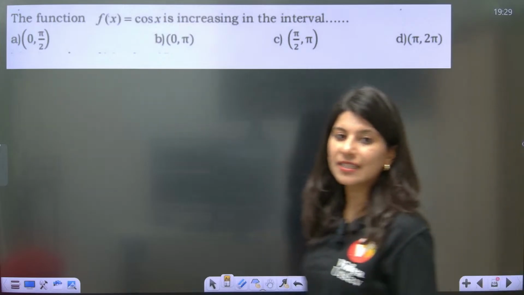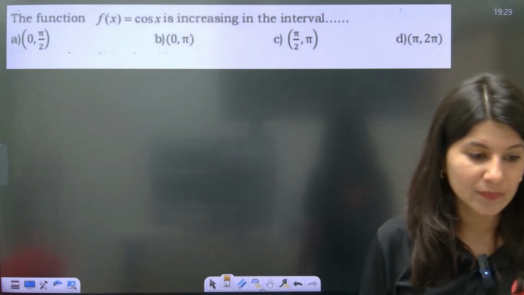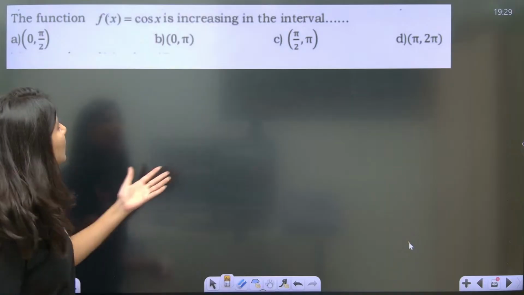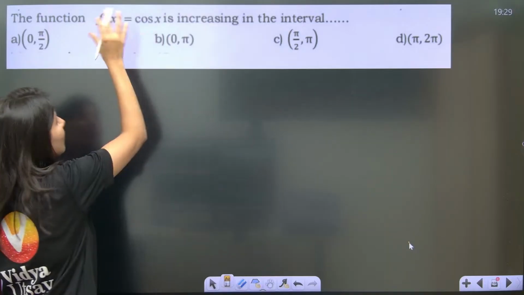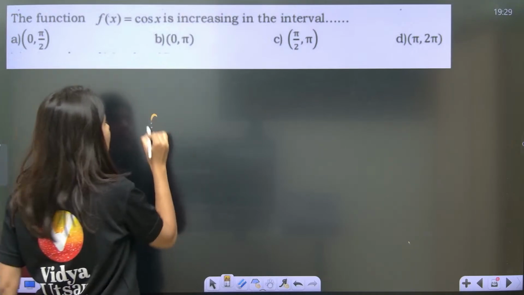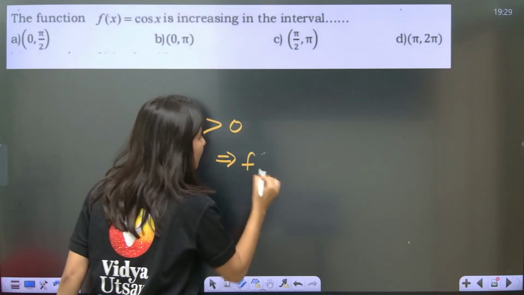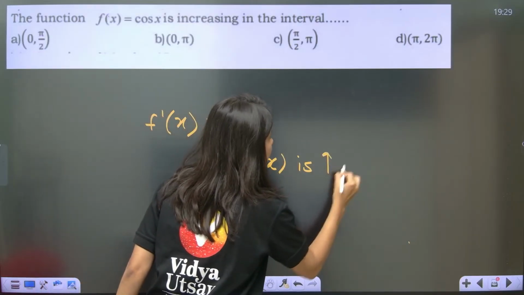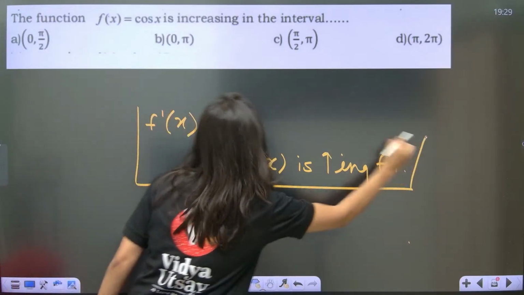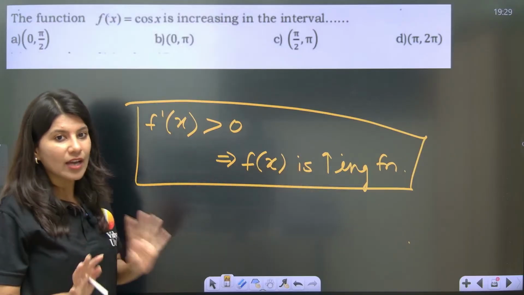Now, next question. Function f of x equals cos x is increasing in which interval? See, whether a function is increasing is related to the derivative. If the derivative of a function is positive, that means the function is increasing in that interval. And if the derivative of a function is negative, then the function is decreasing. I hope that you are aware.